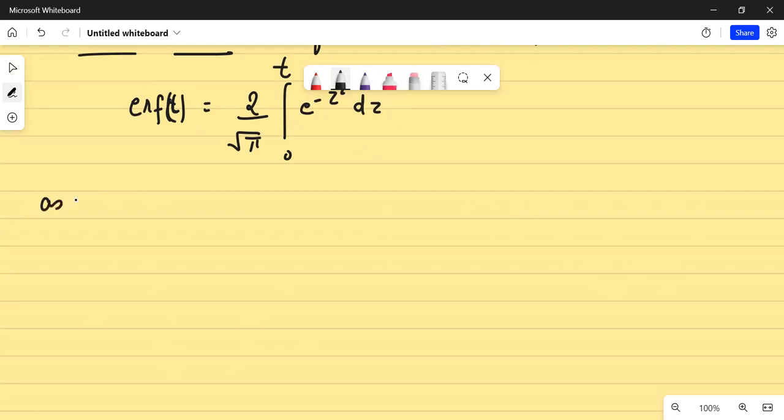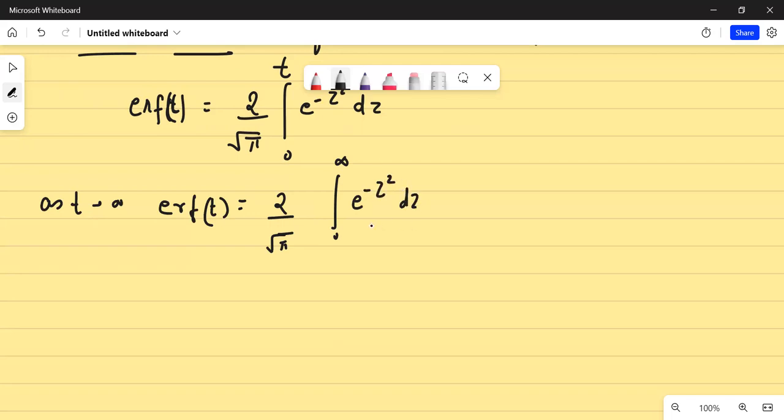I know that as t tends to infinity, this error function would be equal to what? 2 upon root pi, integral from 0 to infinity of e to the power minus z squared dz. And this is equal to root pi upon 2, so this will be equal to 1. If you remember, the integral of e to the power minus x squared dx from minus infinity to plus infinity gives you gamma half. And what is gamma half? It is equal to root pi. So for 0 to infinity, you can place a 2 here. Are you getting my point?